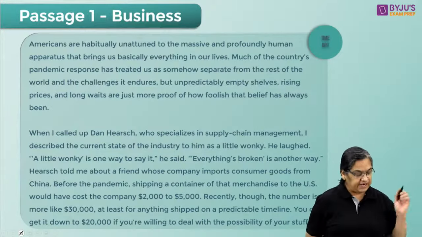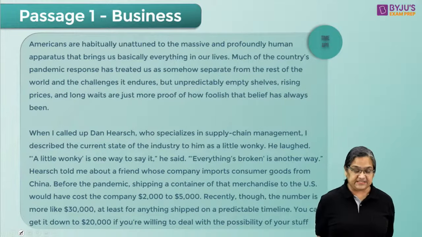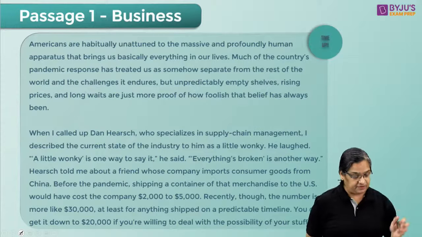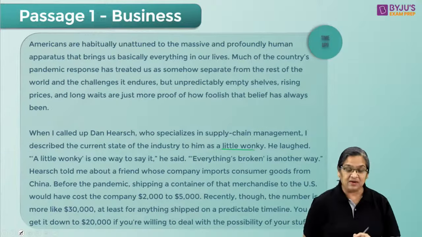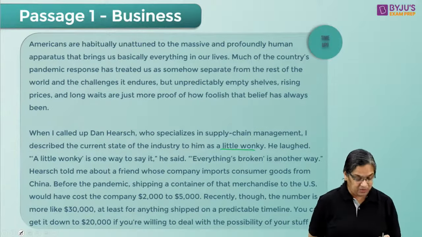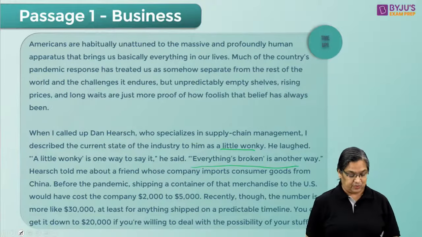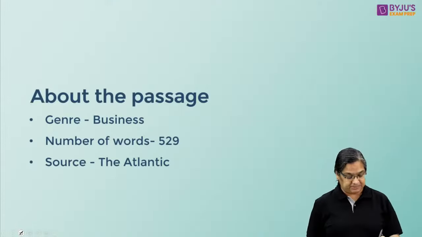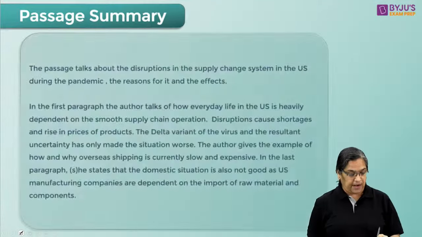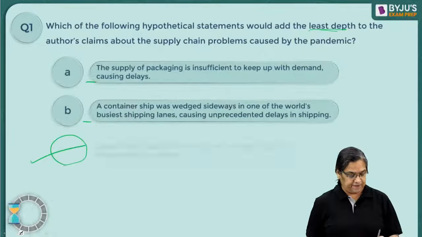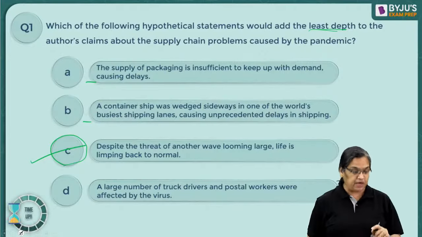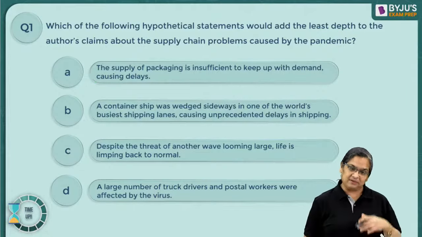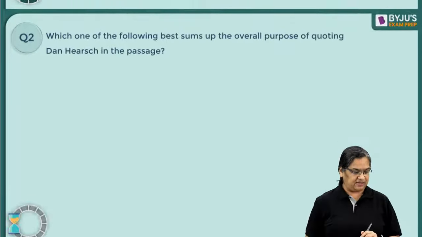Yes, here. When I called up Dan Hirsch, who specializes in supply chain management, he said the author of the passage says it's a little wonky. What did Dan Hirsch say? Wonky? No, everything is broken in another way. So why did the author mention Dan Hirsch? To illustrate or substantiate his point on how the supply chain system is not just wonky. Wonky means a bit twisted, but totally broken, right?